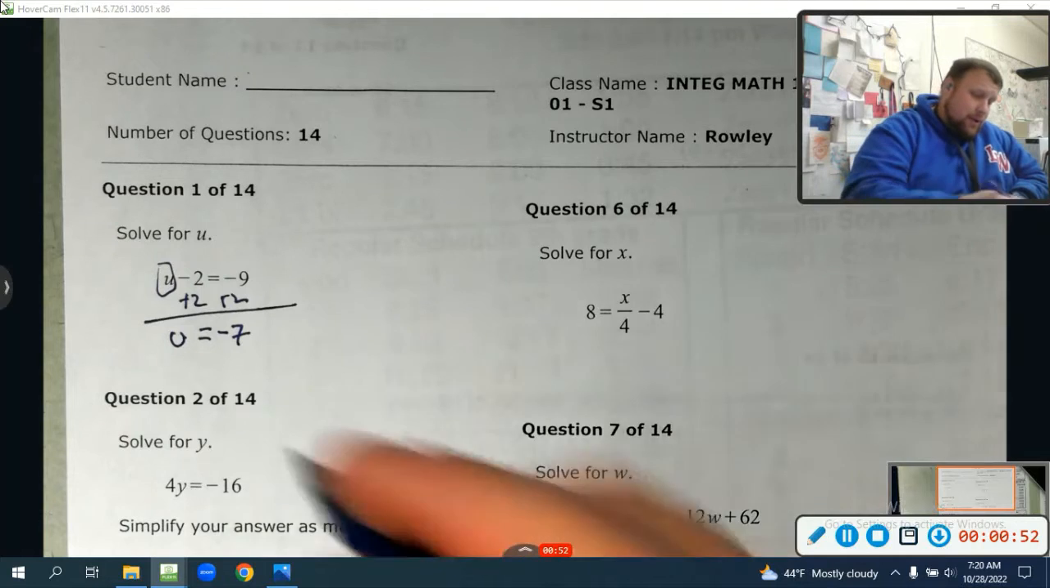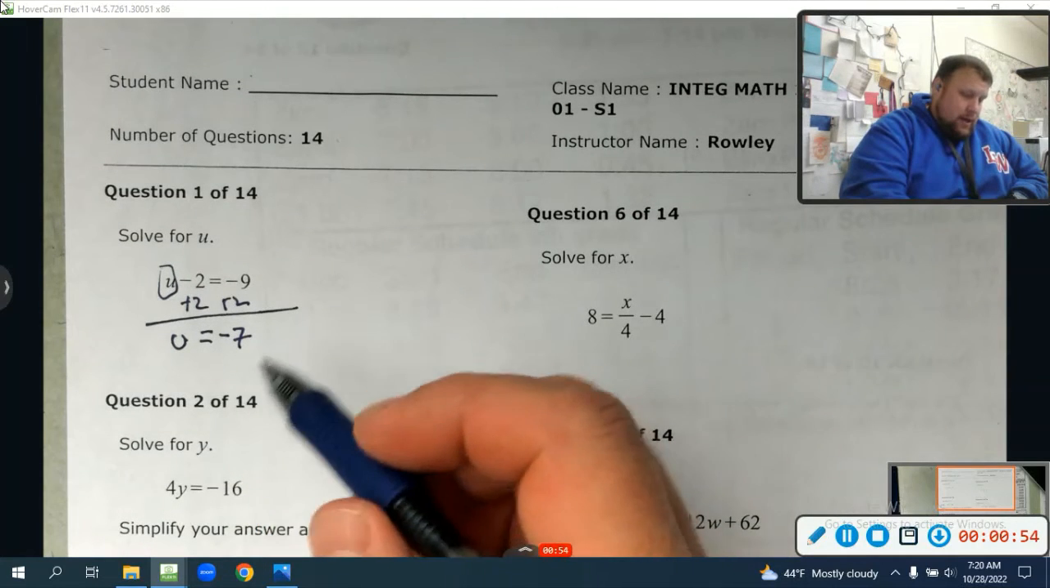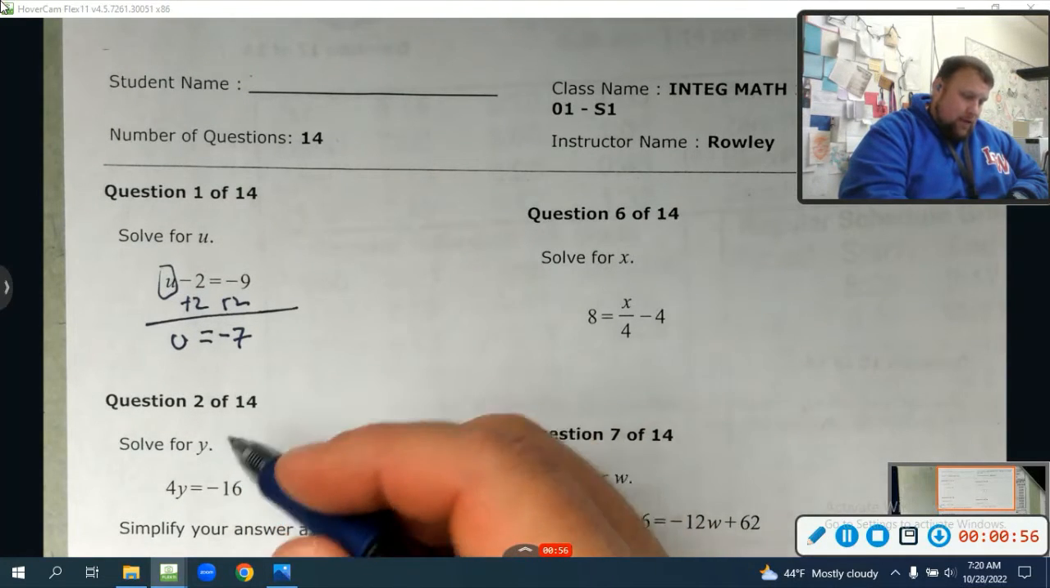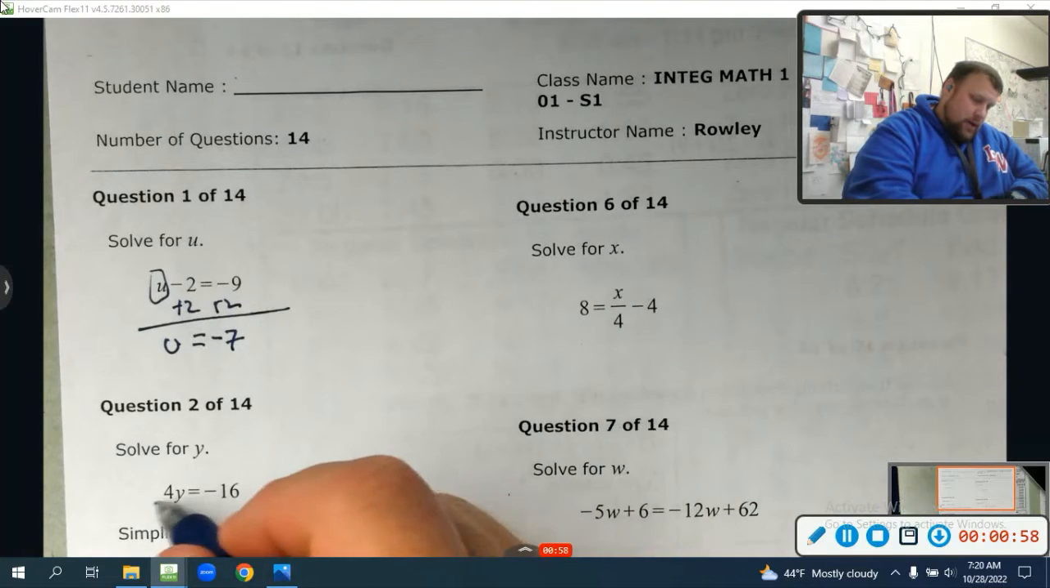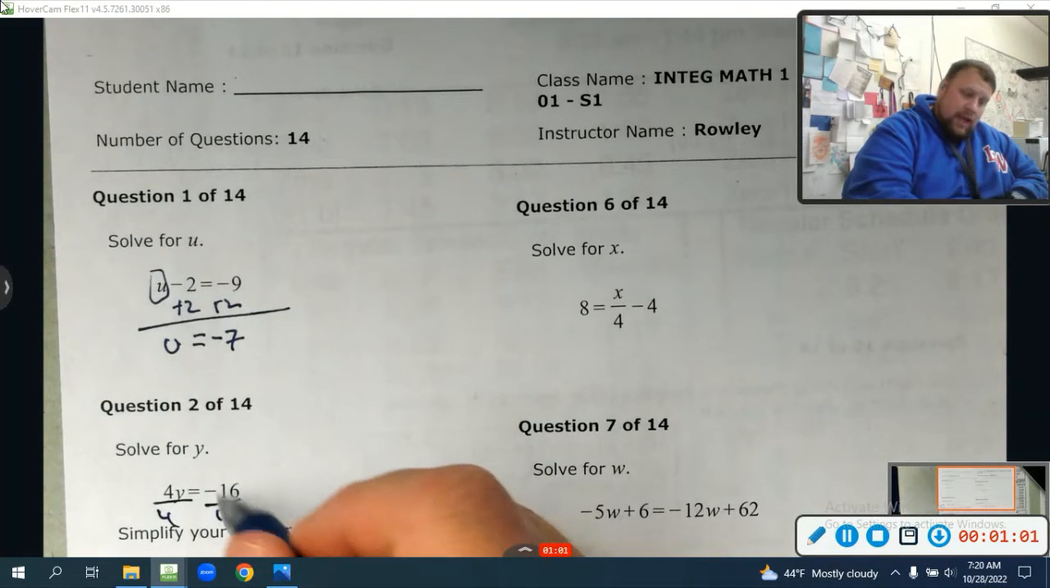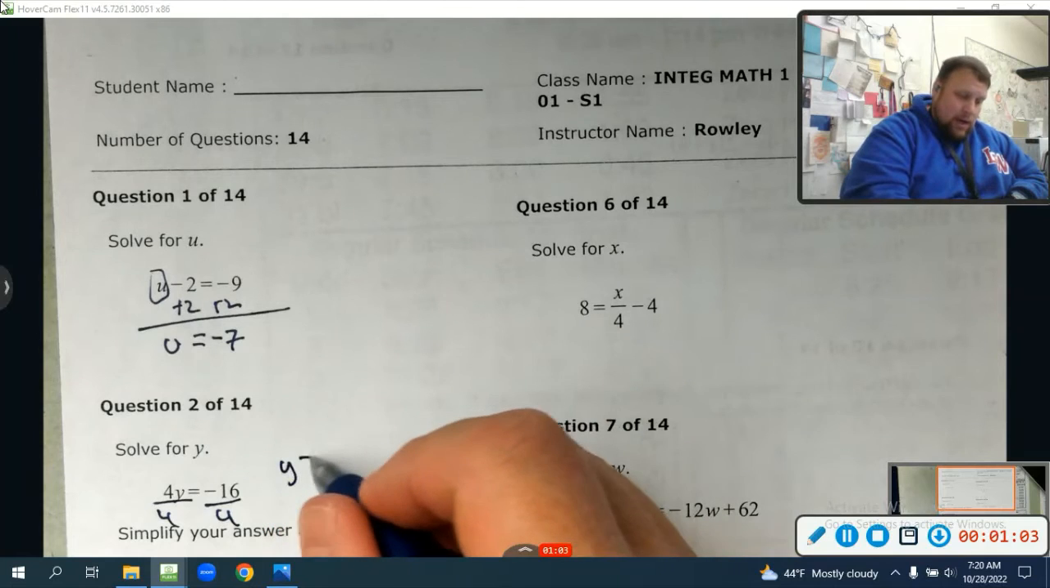All right, let's go. Solve for y. 4y equals negative 16. Divide both sides by 4. Negative divided by a positive is negative, so I get y equals negative 4.